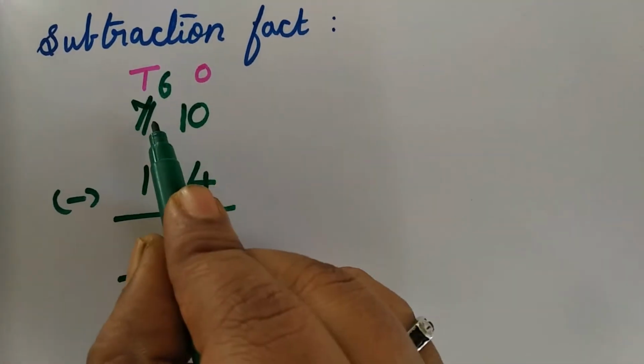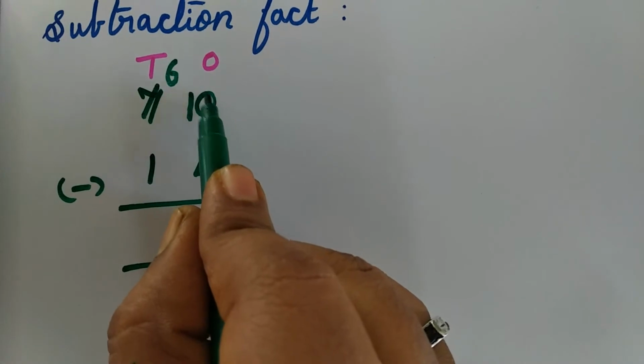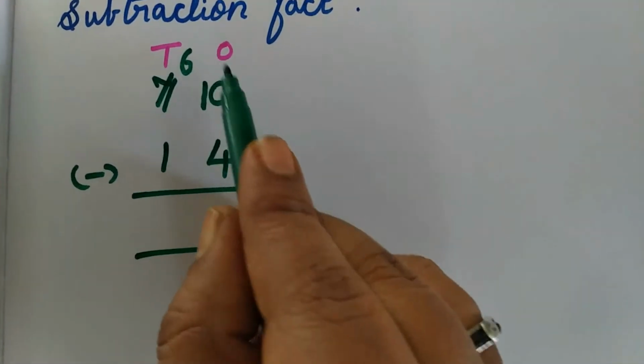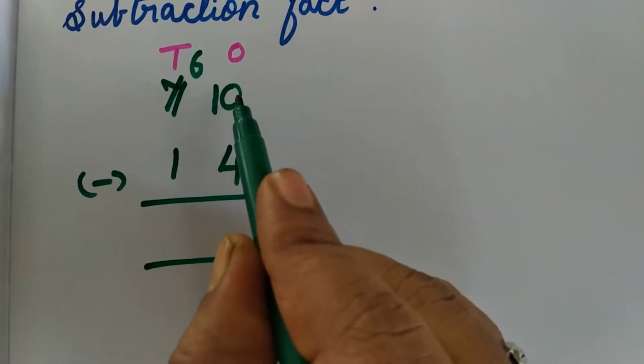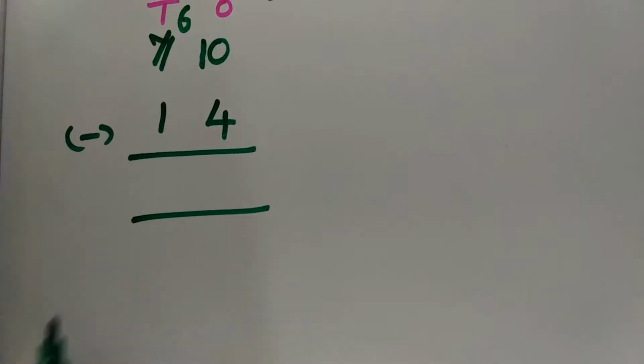So in tens place, from 1 tens you are giving to ones place. So here you will be having only 6 tens. Okay, now in ones place you can do the subtraction. From 10 subtract 4.